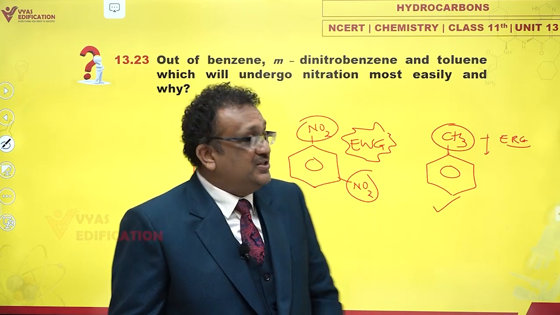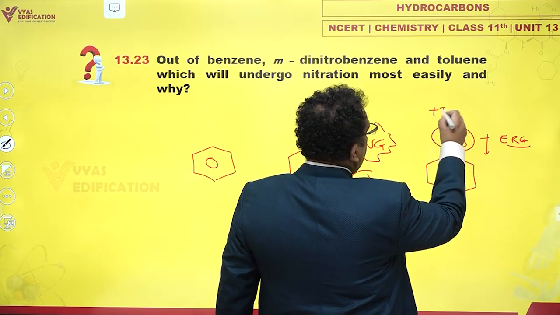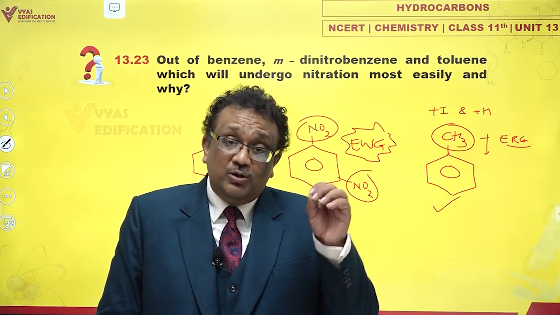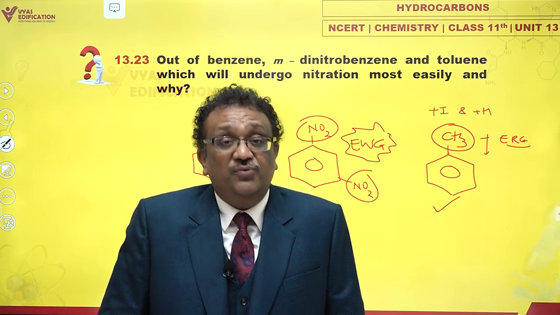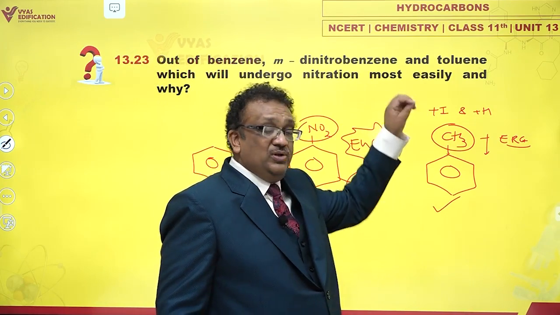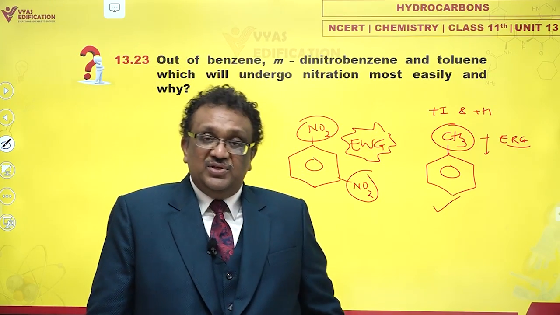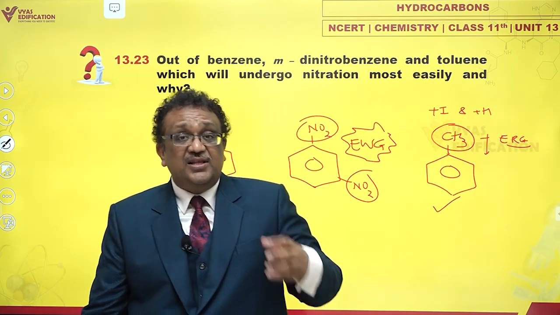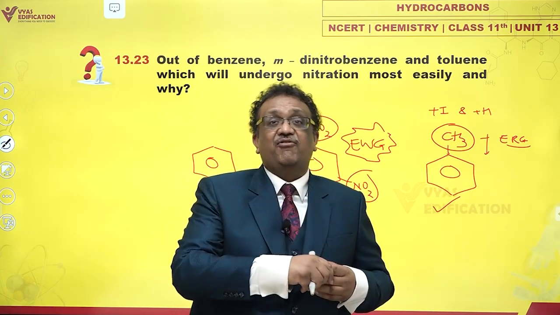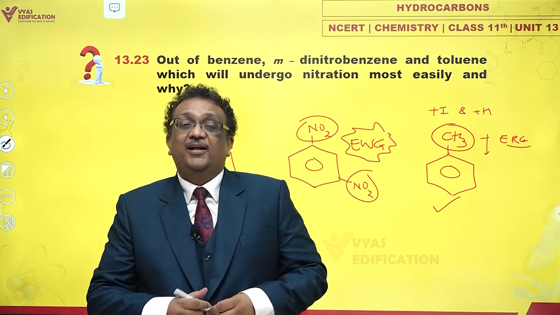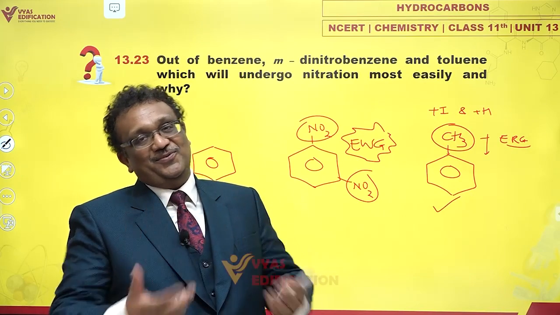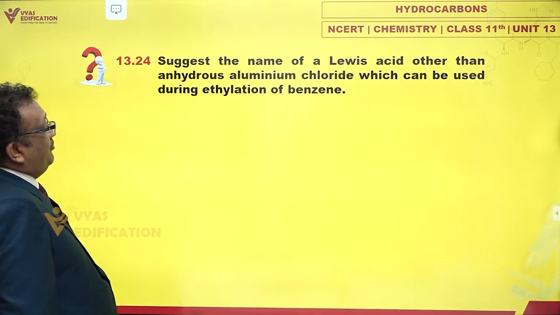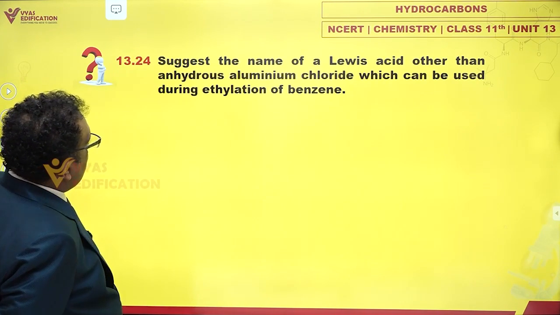The reason being, the CH3 group is a plus I and plus H group. It shows inductive effect. It also shows hyperconjugation. Because of these, it releases extra electrons into the benzene ring. It makes the benzene ring relatively more electron rich. And since the ring is richer, it can more easily attract electrophiles, and more quickly it can undergo electrophilic aromatic substitution. That's why.